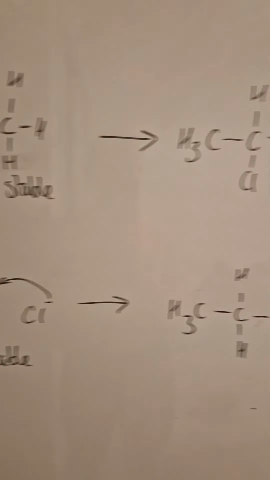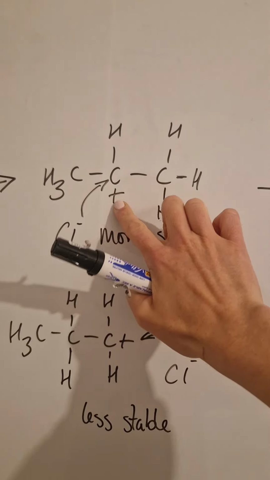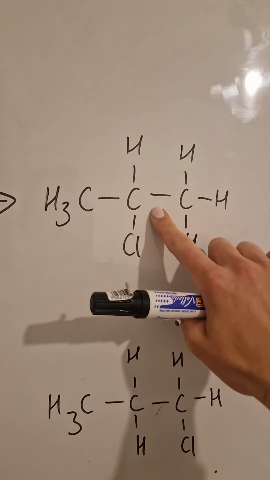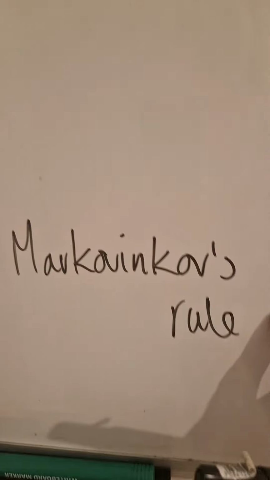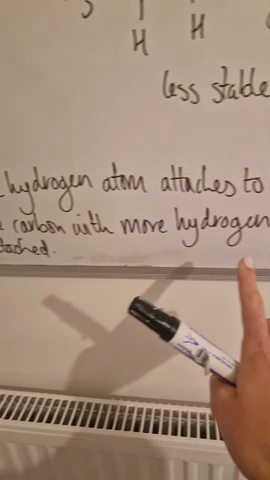Because this carbocation intermediate is more stable, there'll be more of these floating around for the nucleophile to attack that carbon centre, which means you're going to get more of the 2-chloropropane, making it our major product. So that is why Markovnikov's rule states that the hydrogen atom attaches to the carbon with more hydrogen atoms attached.